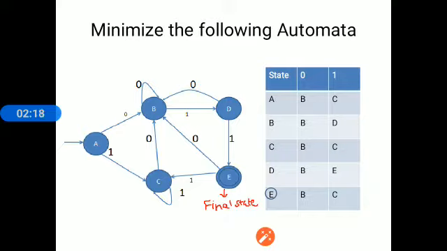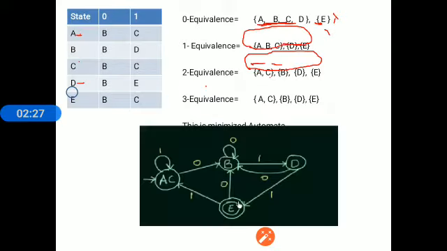In this diagram we can see that the state E is indicated by a double circle. Any state which is indicated by a double circle is a final state. Now let us see what is zero equivalence. Zero equivalence is nothing but we have to divide final states and non-final states. So E is the final state and A, B, C, D are the non-final states. So we have divided A, B, C, D in one group and E in another group.